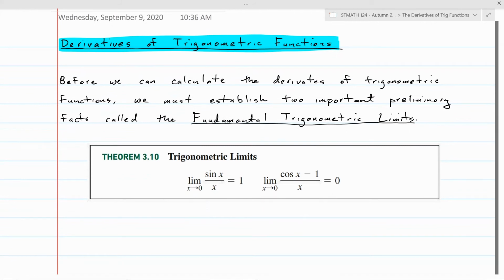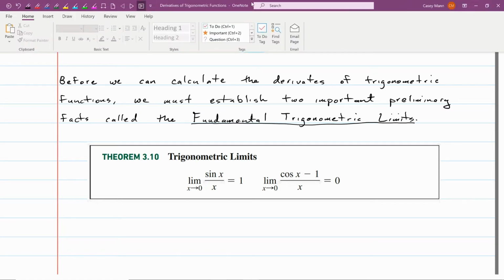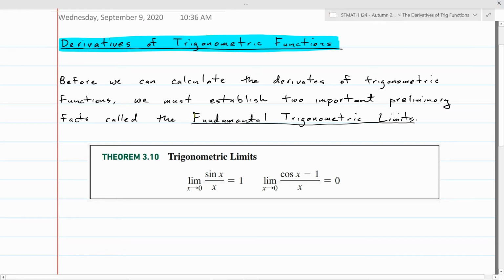Now, before we can just jump in and start calculating derivatives of trigonometric functions, we actually have to establish a couple of preliminary limits. What I like to call the fundamental trigonometric limits, which are these limits in theorem 3.10. The limit as x approaches 0 of sine of x divided by x turns out to be equal to 1. And the limit as x approaches 0 of cosine of x minus 1 all divided by x comes out to 0.